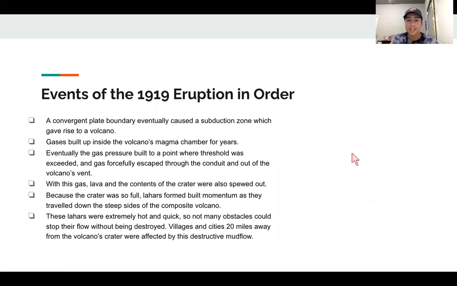So events of the 1919 eruption in order. We're talking about the Mount Kelud 1919 eruption again. A convergent plate boundary eventually caused a subduction zone, which gave rise to a volcano. And after the gases were built up inside the volcano's magma chamber for years, the gas pressure built to a point that it met threshold and exceeded threshold, and the gas forcefully escaped through the conduit and out of the volcano's vent. And because there's a crater at the top of the vent, all the contents of the crater, which was water, ash, and mud, was spewed out and mixed with the volcanic matter that was produced through the eruption. And this crater was so full, lahars formed and built momentum as they traveled down the steep sides of the composite or stratovolcano. These lahars were extremely hot and extremely fast, so not many obstacles could stop the flow without being destroyed. And as I said earlier, villages and cities 20 miles away from the volcano's crater were affected by this destructive mud flow, or lahar.